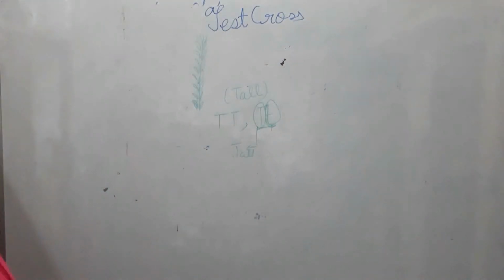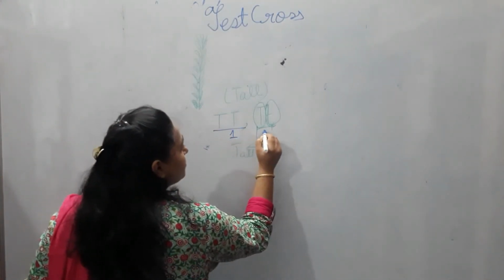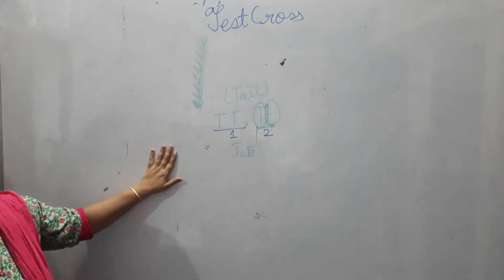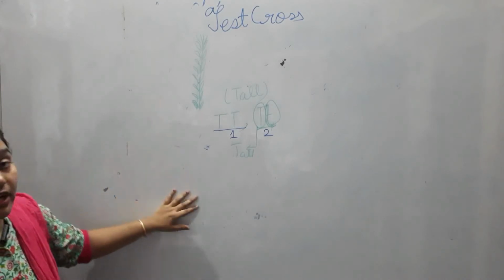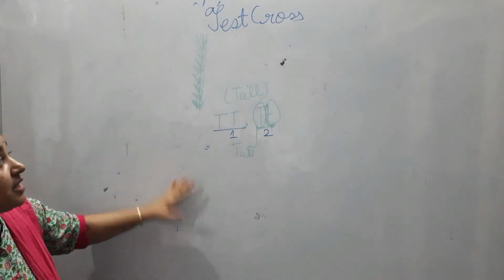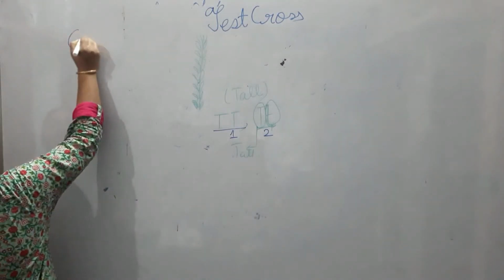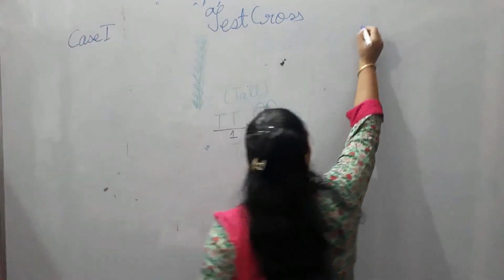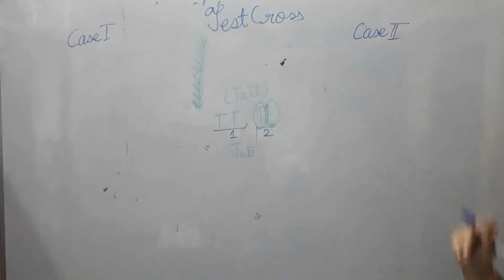Okay, so we have seen here two different cases. This one is case 1 and this one is case 2, right? So let us prove to ourselves how it is going to be the correct one and which kind of case is in my plant. So let us see both the cases. This is case 1 and let's make here case 2.